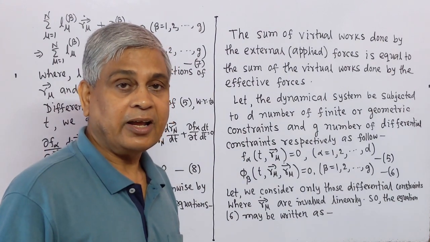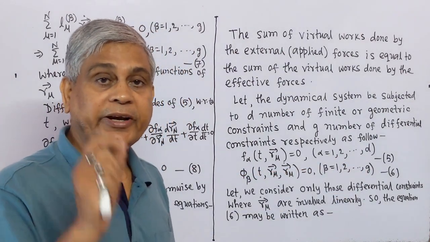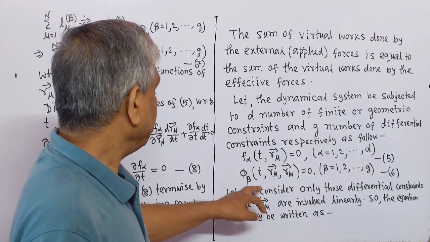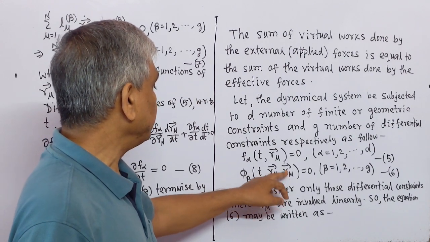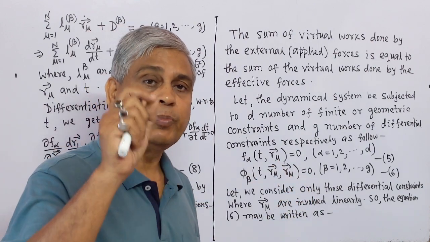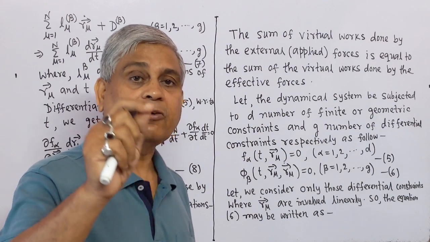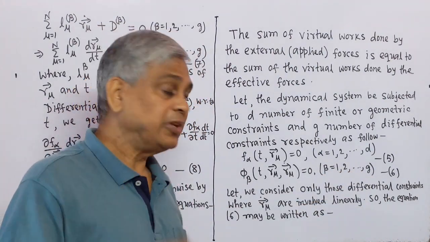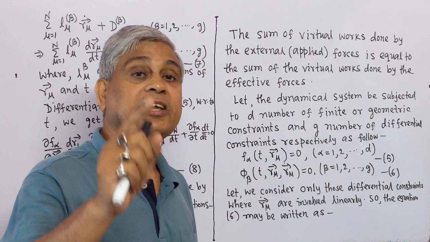These are the equations for d number of finite or geometric constraints applied to the dynamical system, and phi_beta is a function of t, r_mu, r_mu dot vector equal to 0. Here r_mu dot means the derivative dr_mu by dt. So this represents the equation for differential constraints. Here beta equals 1, 2, ..., g. So from this we get g number of equations for differential constraints.